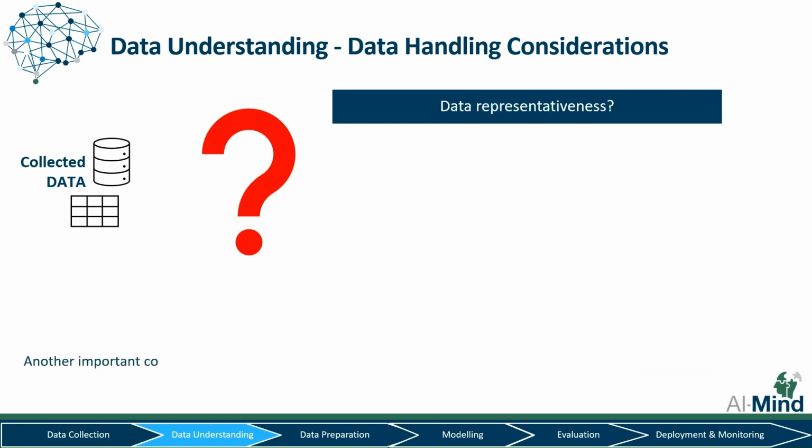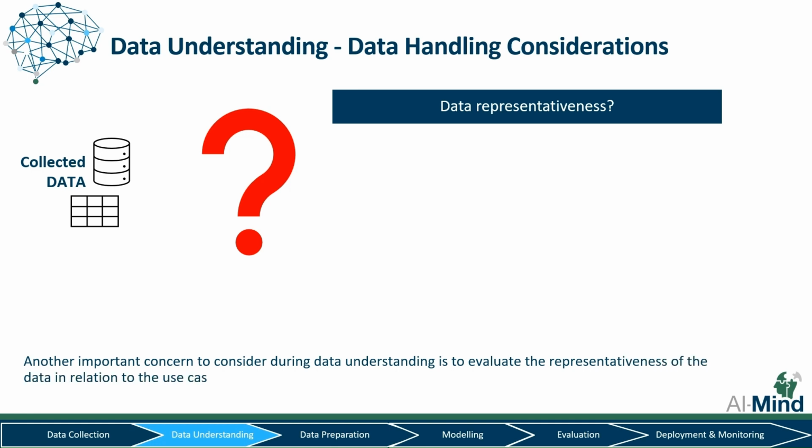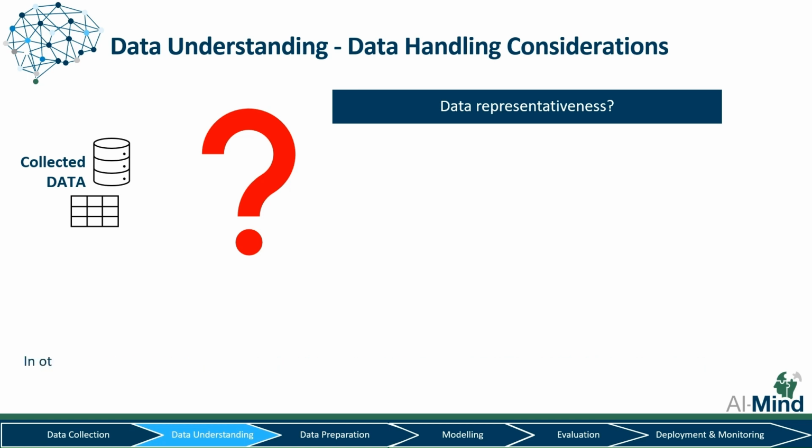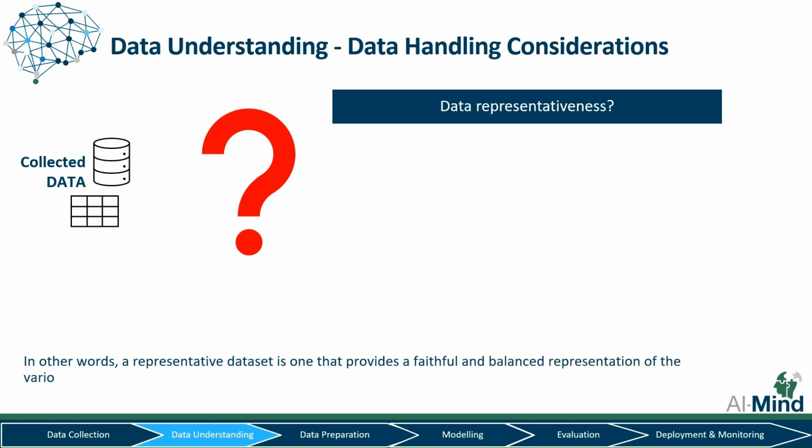Another important concern to consider during data understanding is to evaluate the representativeness of the data in relation to the use case or problem at hand. Representativeness refers to the extent to which a dataset accurately reflects the characteristics of the broader population or phenomenon it is meant to represent. In other words, a representative dataset is one that provides a faithful and balanced representation of the various patterns, trends, and variations present in the real-world data it aims to model.